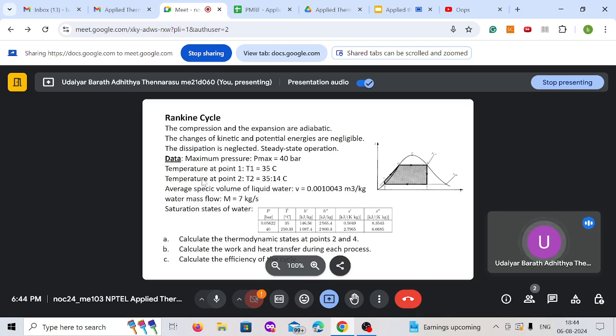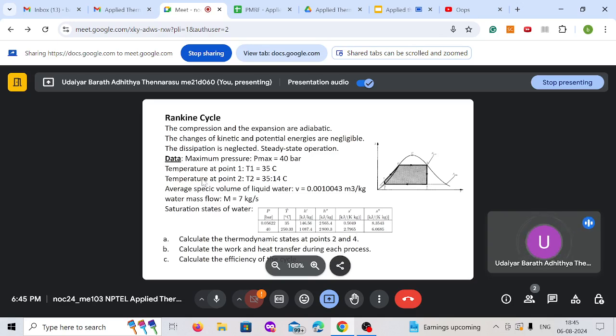So moving on, Rankine cycle. The compression and the expansion are adiabatic. The changes of kinetic and potential energies are negligible. The dissipation is neglected. Steady state operation. And so these are the assumptions which the Rankine cycle is given. So we have adiabatic processes, and we are assuming that kinetic and potential energies are negligible across this turbine and pump, and there is no dissipation, and it's operating at a steady state.